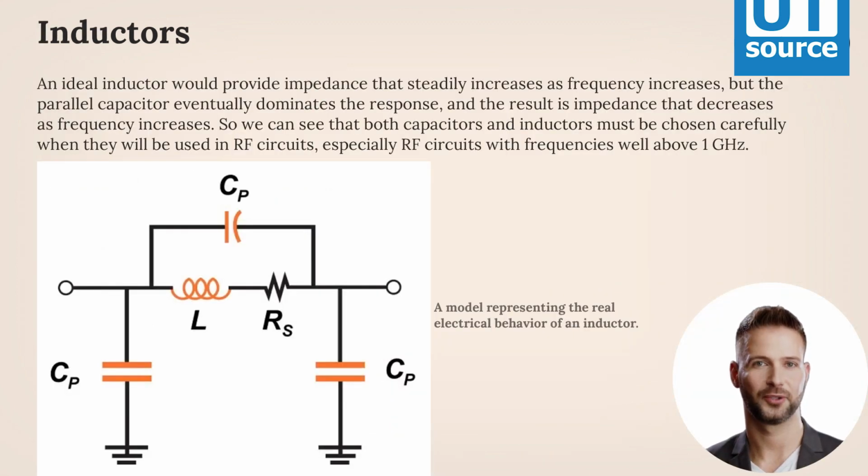Inductors. The following is an equivalent circuit for an inductor. An ideal inductor would provide impedance that steadily increases as frequency increases, but the parallel capacitor eventually dominates the response, and the result is impedance that decreases as frequency increases. So we can see that both capacitors and inductors must be chosen carefully when they will be used in RF circuits, especially RF circuits with frequencies well above 1 GHz.